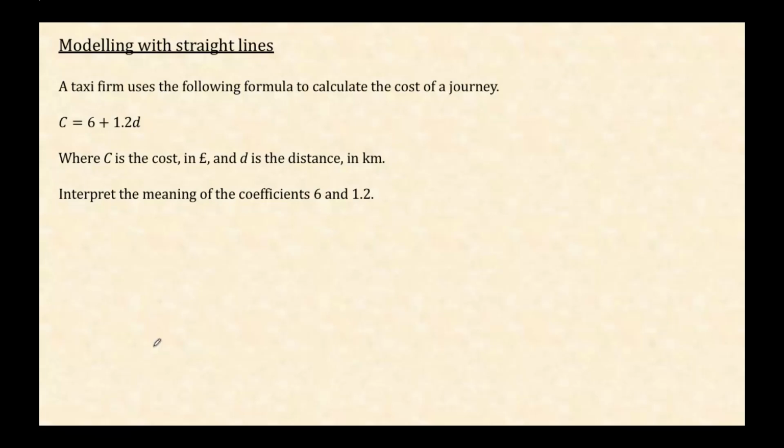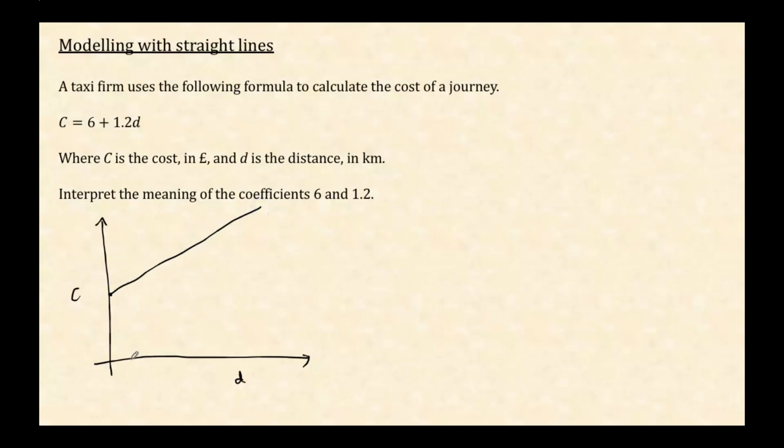Alright, so this is the equation of a straight line, okay? And if we were to plot this with cost on the y-axis and distance on the x-axis, what would it look like? Well, the coefficient in front of the d is 1.2, so that's our gradient, and 6 is our y-intercept. So it's going to look like this.